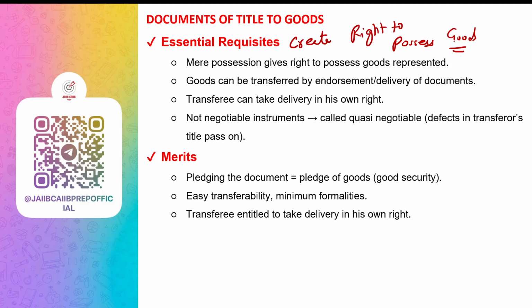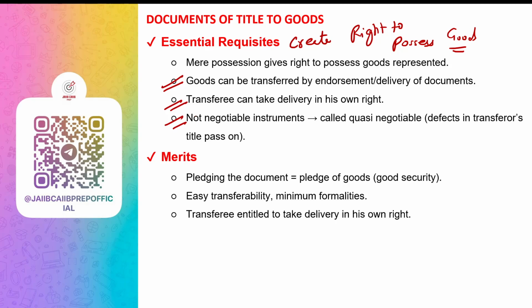So possession of such a document gives legal or trade right to possess the goods it represented. Goods can be transferred by endorsement or delivery of the goods. The holder can receive goods in his own name, so transferee can take delivery. They resemble negotiable instruments, but they are not truly negotiable because a defect in the transfer title also affects the right of transferee.